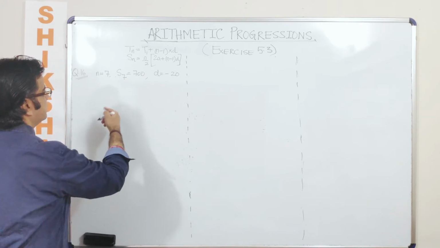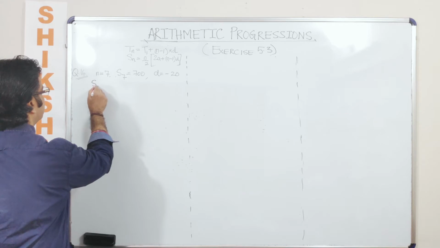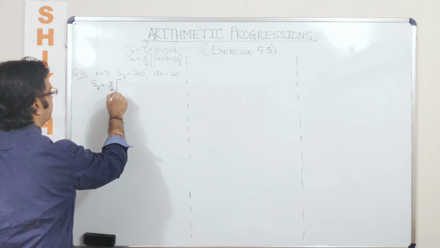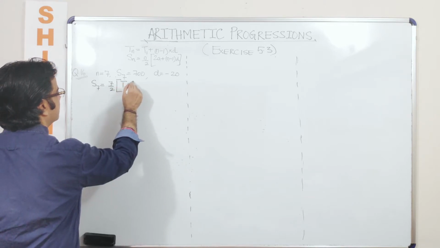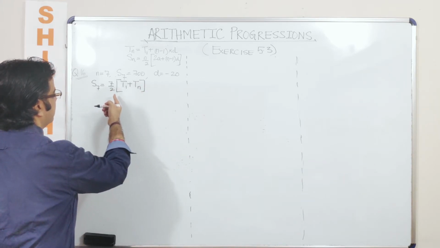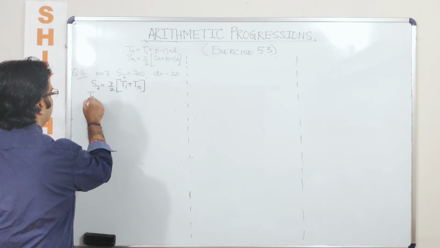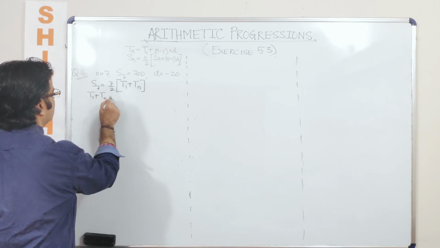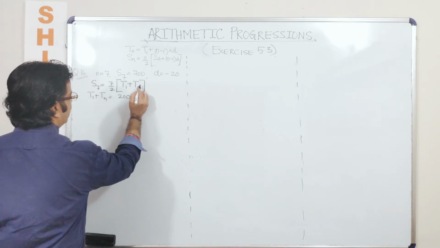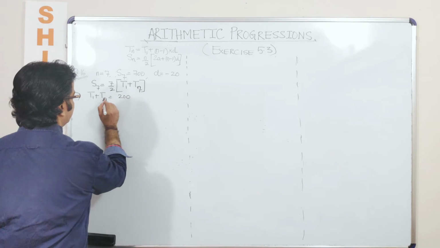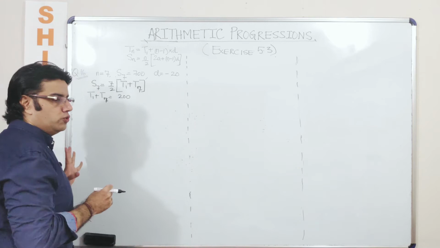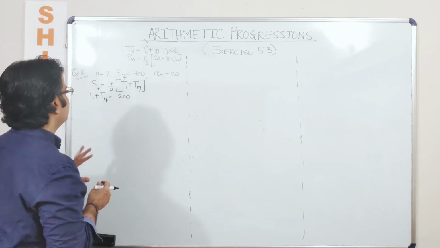When we are finding the first term of the series, I can say that the sum of 7 terms is equal to n by 2, which is 7 by 2, times t1 plus tn. So from here, t1 plus tn is 200. Instead of tn, let me write it as t7. So t1 plus t7 is equal to 200, t2 plus t6 will also be 200, and so on.